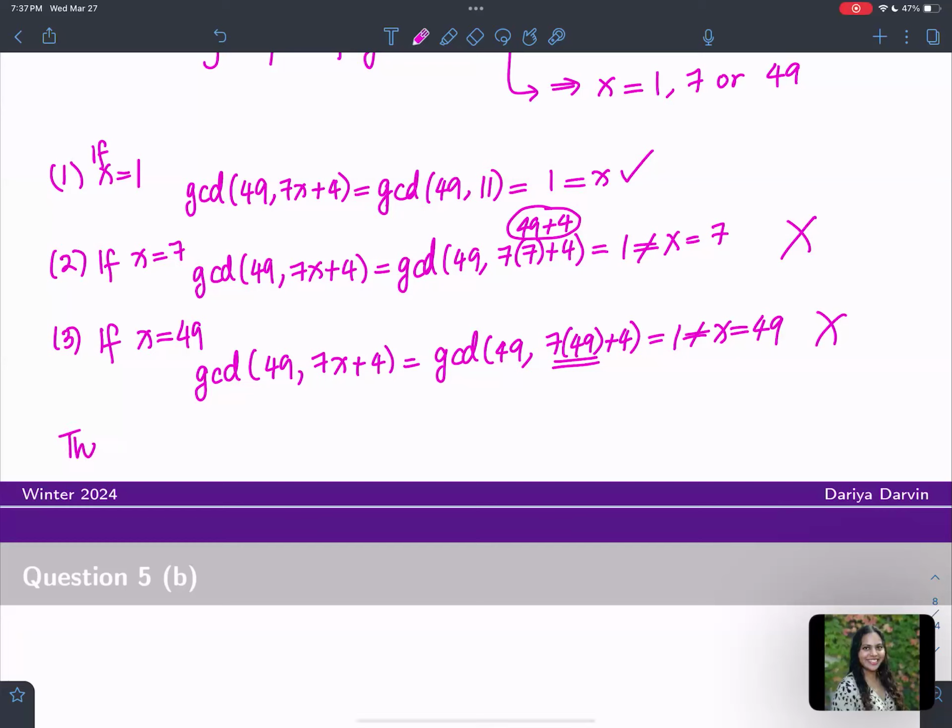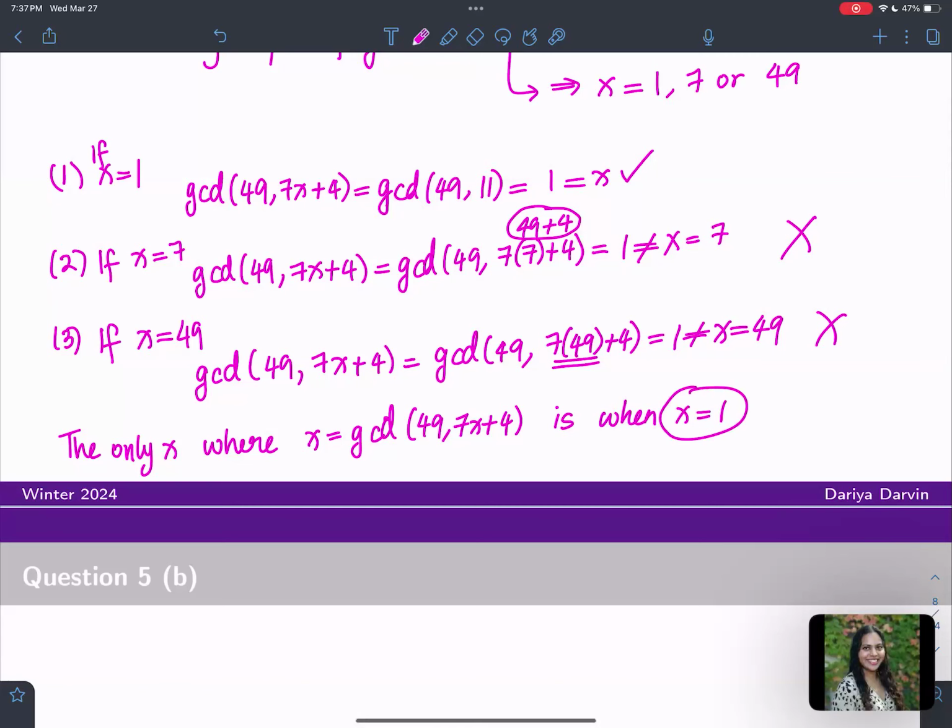So the only x where x equals GCD of 49 plus 7x is when x equals 1. That's the only answer.